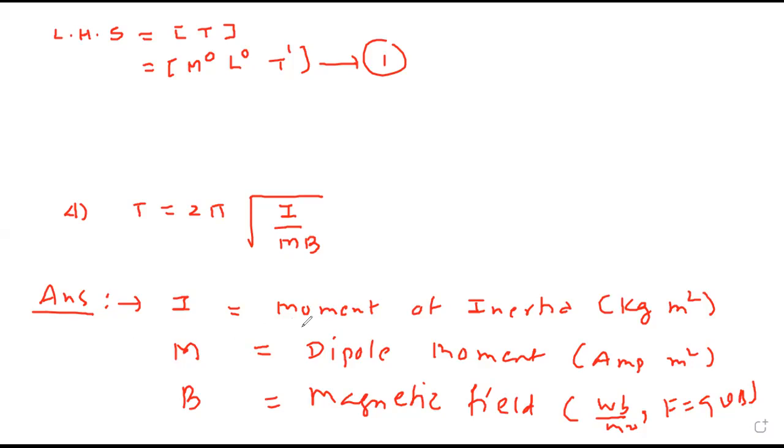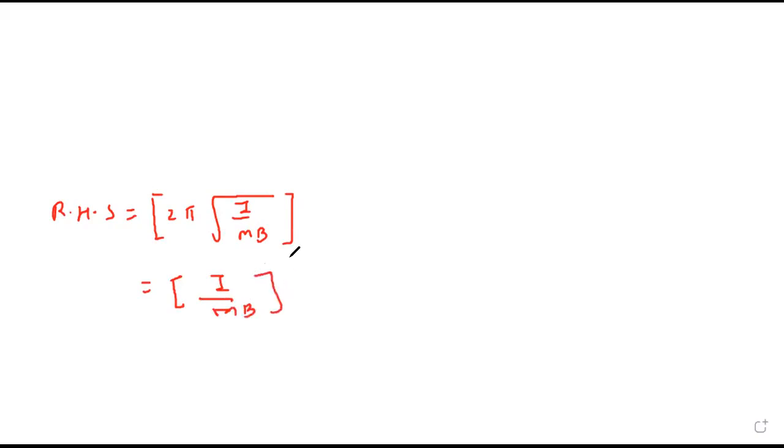Yes. Let me rub it. Everybody had copied? Yes. Atharva, you had copied? Yes, sir. Okay. Now right hand side is 2 pi root of I upon MB. I is not current here. 2 pi has got no dimension. So it will be only I upon MB power half. 2 pi is constant, no dimension.